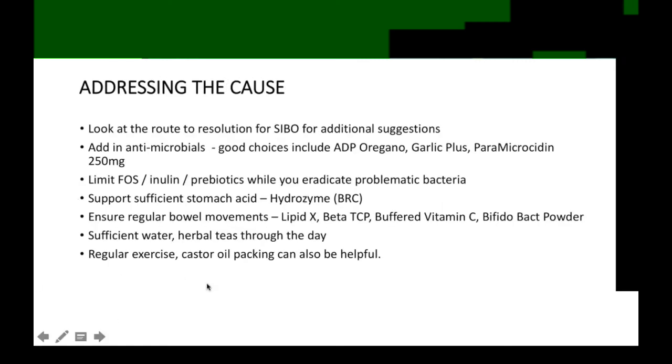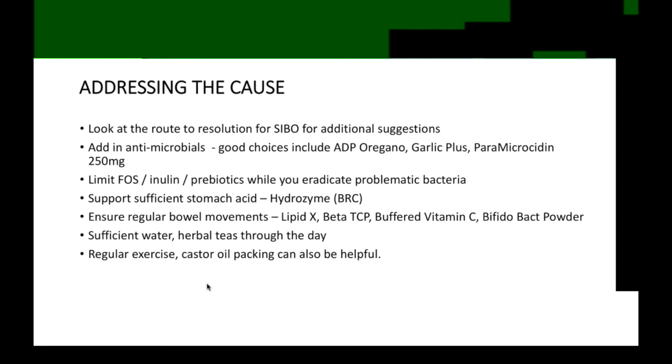So of course the key thing is, let's address the cause. That's where I feel the route to resolution will be helpful, because I know some of you are concerned about your SIBO. Now, ADP oregano is fantastic for SIBO, but I would probably add some others. I would probably add in garlic plus. Now, you might think, is that a bit strange because garlic is high FODMAP? The garlic supplements are absolutely fine on a low FODMAP because it's very much the extract only. So don't worry about that. So I would probably add ADP and garlic plus together.